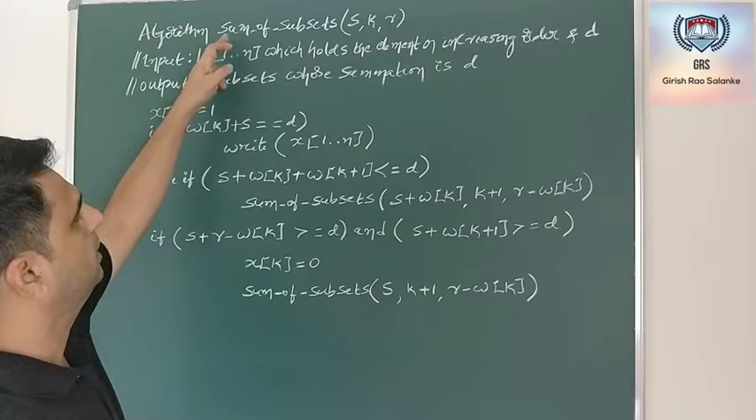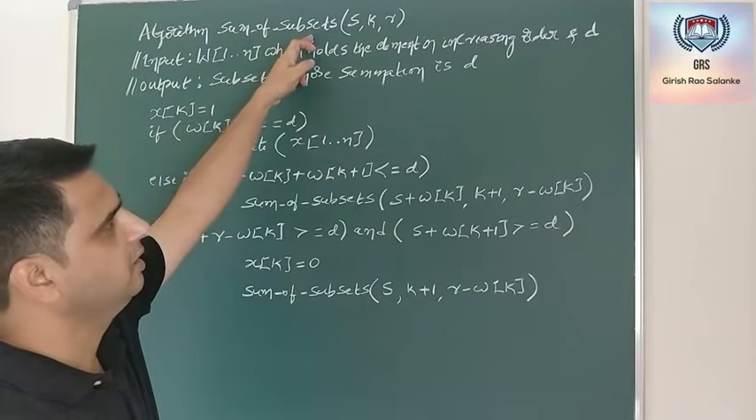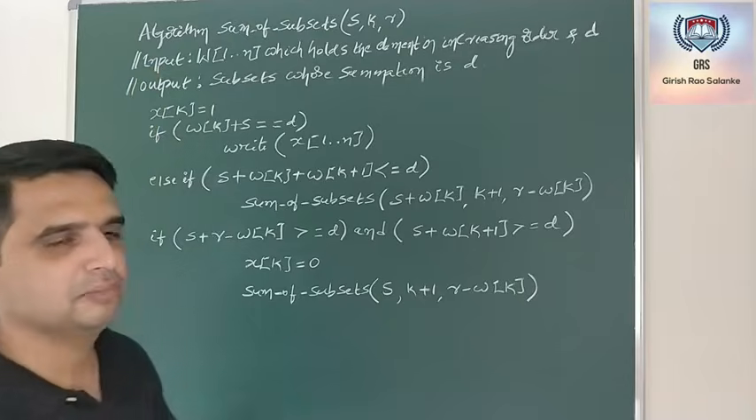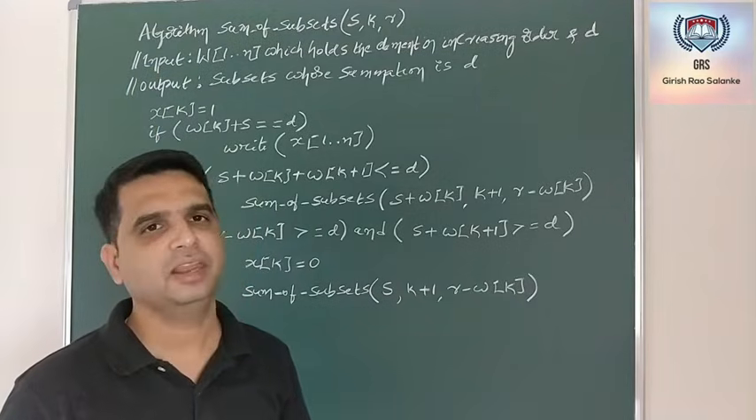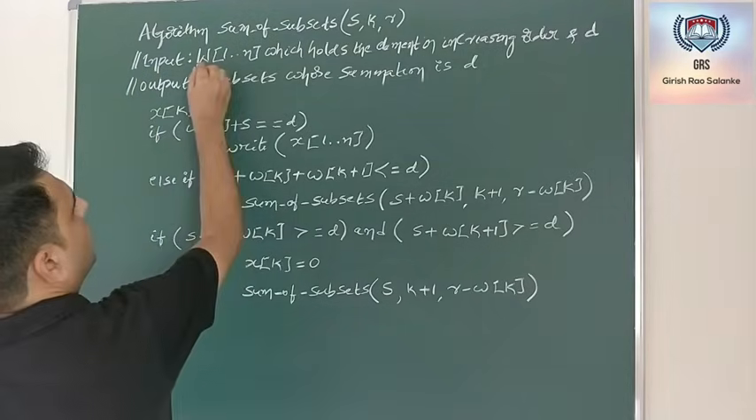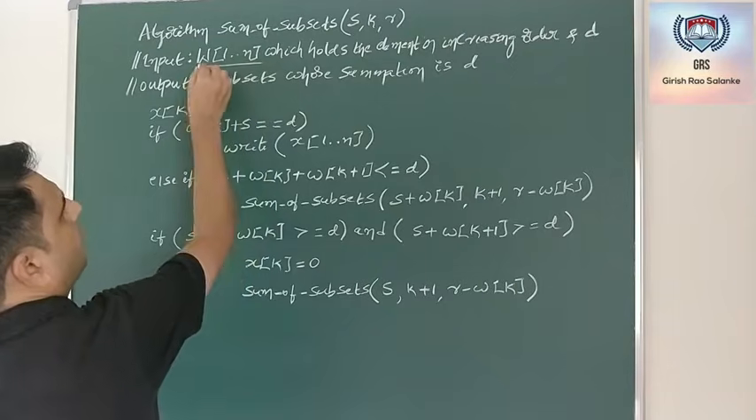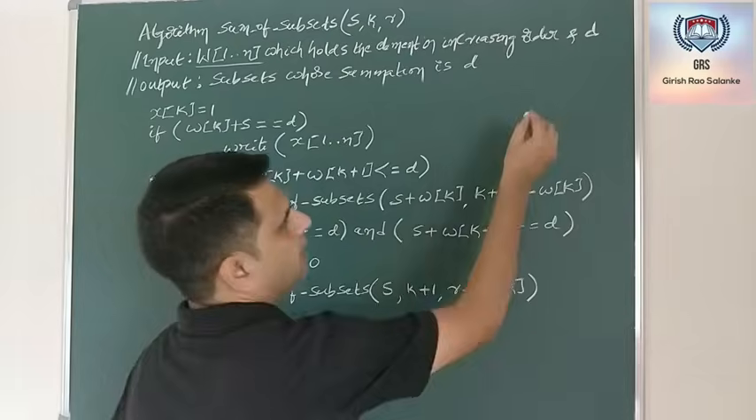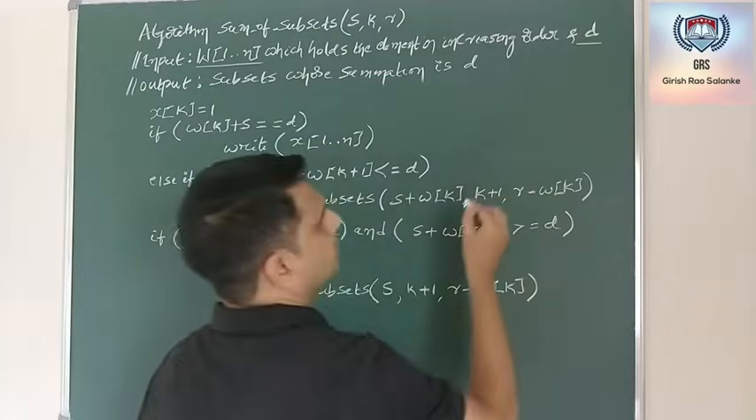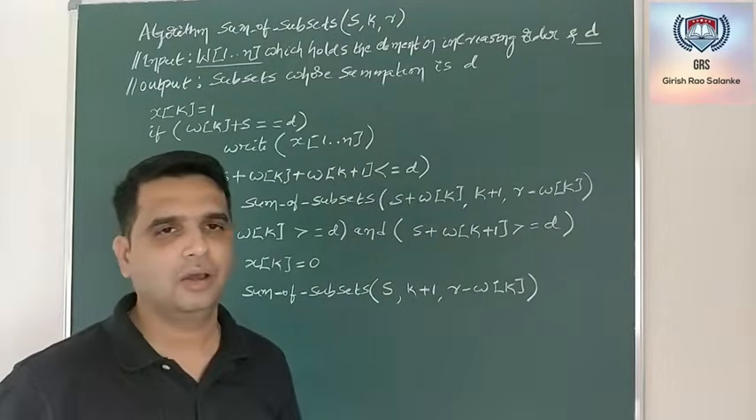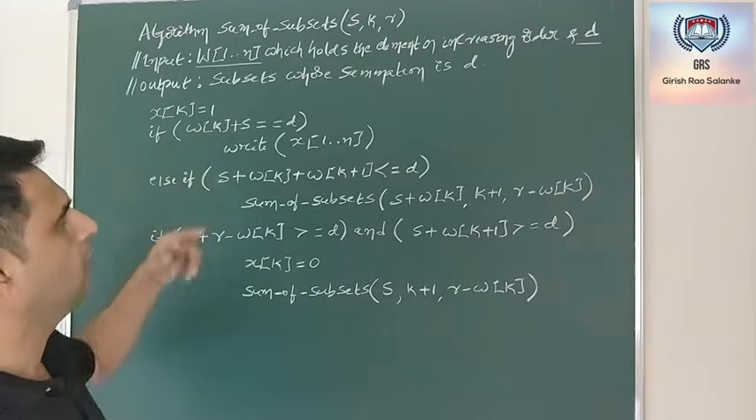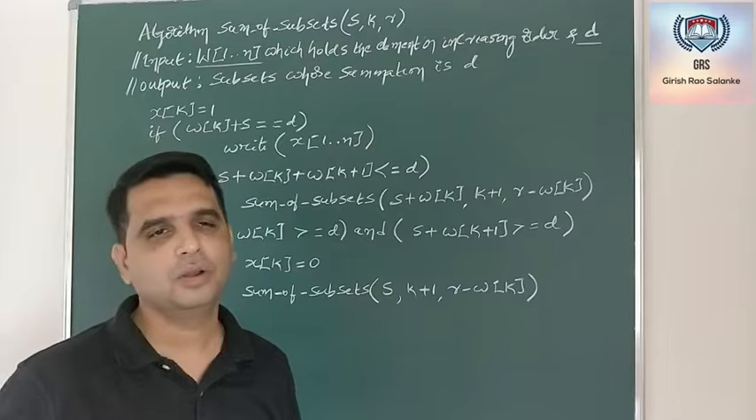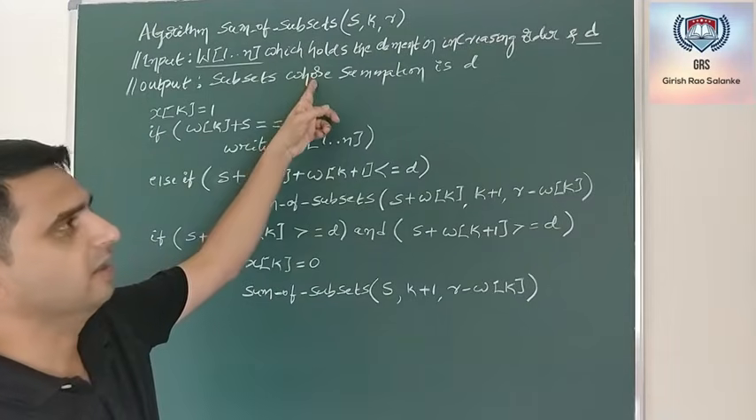The name of the algorithm that I have given is the sum of subset. The input to this particular algorithm, if you remember, is a set S. Here the set S is denoted with a vector W of 1 to n, and the second input is a non-negative integer number D. So these are the two inputs to my algorithm. And what is the output? Output is the subsets whose summation is equal to D. So that's what I have mentioned here.